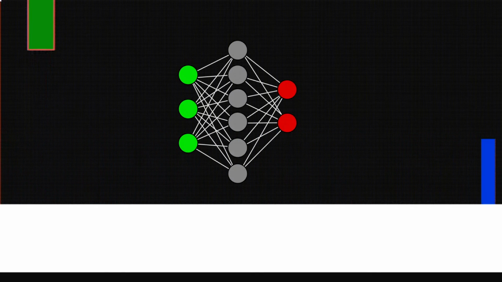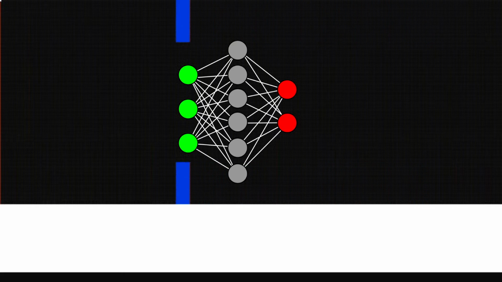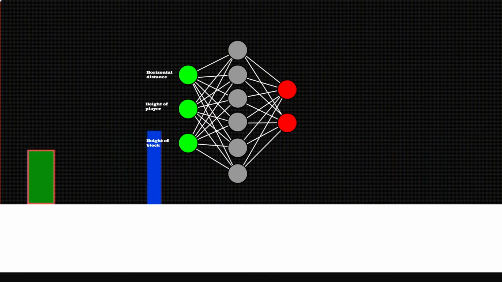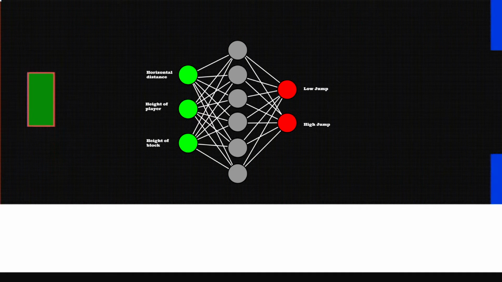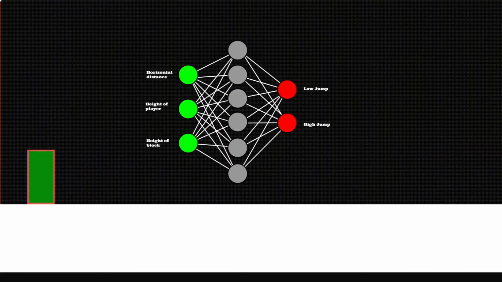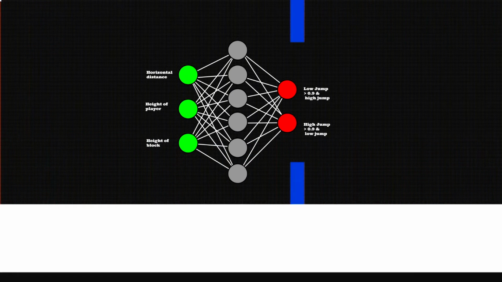The neural network of the bots looks like this. The 3 inputs are the horizontal distance between the player and the block, the height of the player, and the height of the block. The output is either a high jump or a low jump. The output has to be greater than 0.9 for it to activate one of these jumps. So knowing these things, let's see how well the bots do in the simulation.